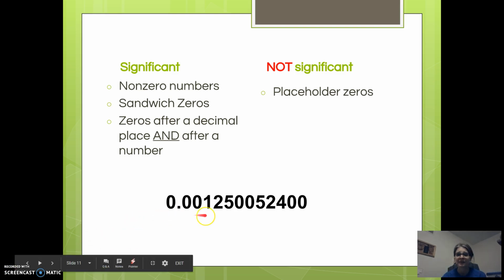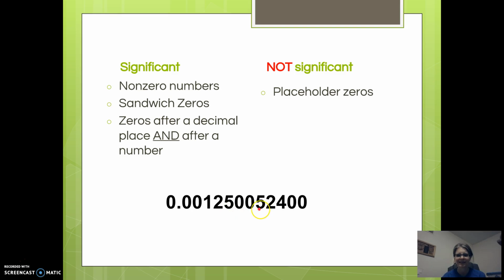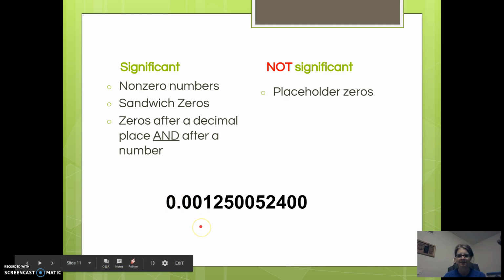So if we take a look at this number on the bottom and decide which ones are sig figs and which ones aren't, we'd start with the sig fig ones are any non-zero numbers. So there's 1, 2, 5. The 5, 2, 4, they're all sig figs. Our sandwich zeros would be these two right here. They would count. Our zeros after a decimal place and after a number, I'd call them those trailing zeros. That's these ones right here. They count. Our placeholder zeros are actually these front three. So the number of sig figs in this is 1, 2, 3, 4, 5, 6, 7, 8, 9, 10. 10 sig figs. The only ones that aren't sig figs are these front three numbers.